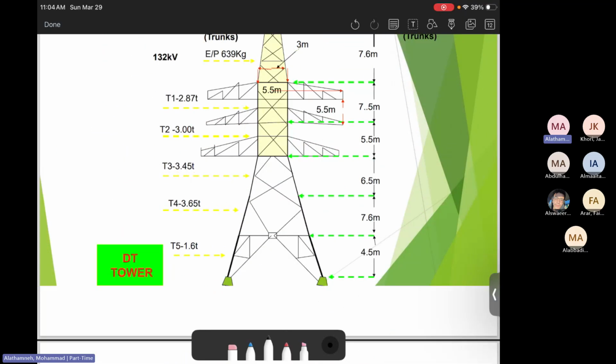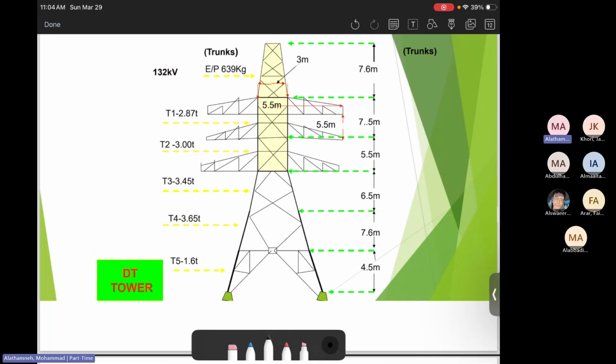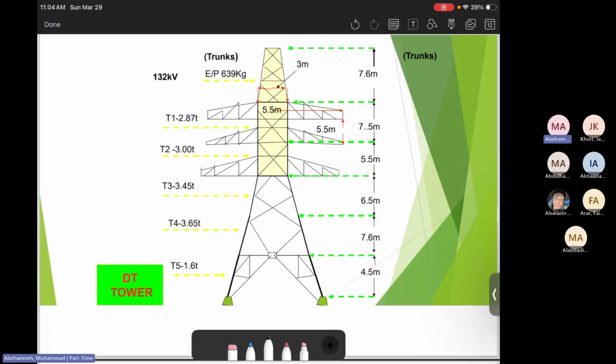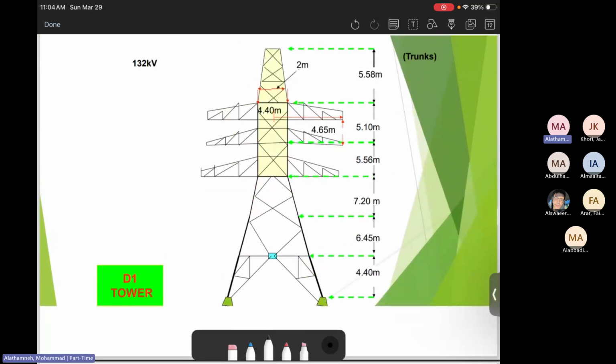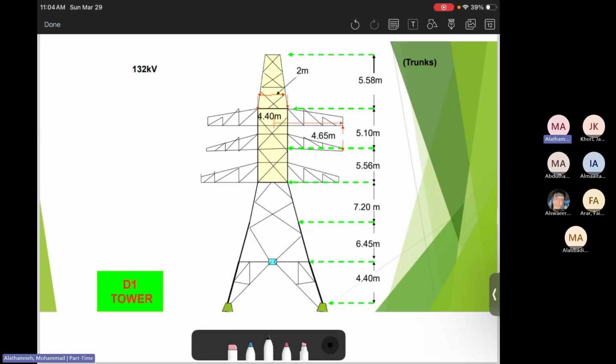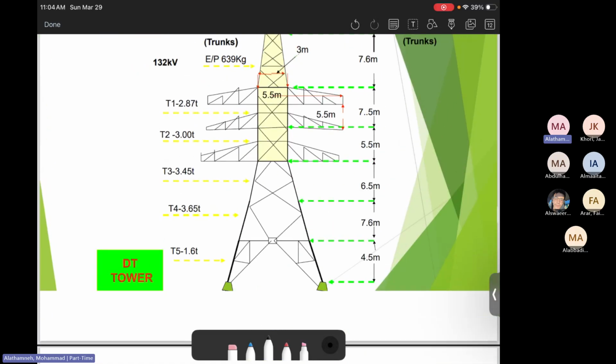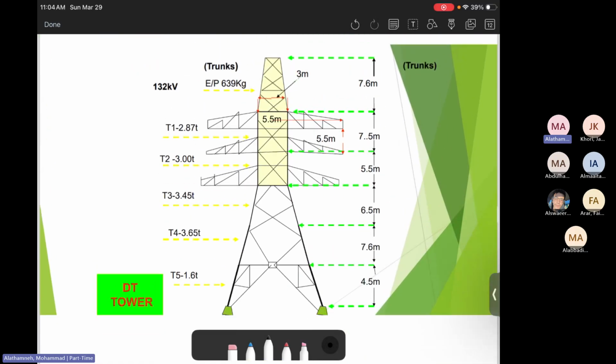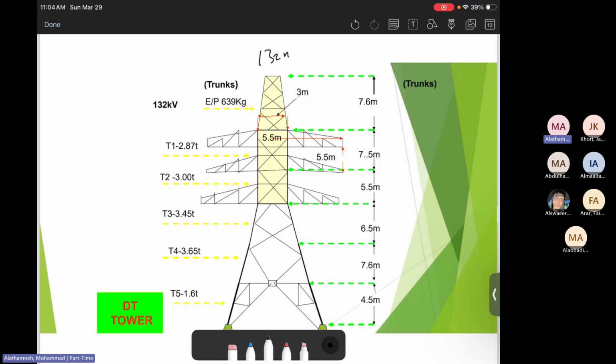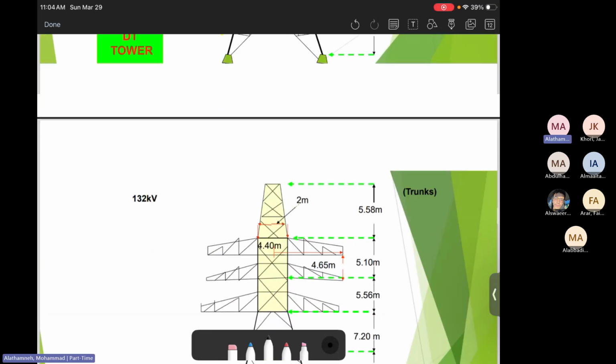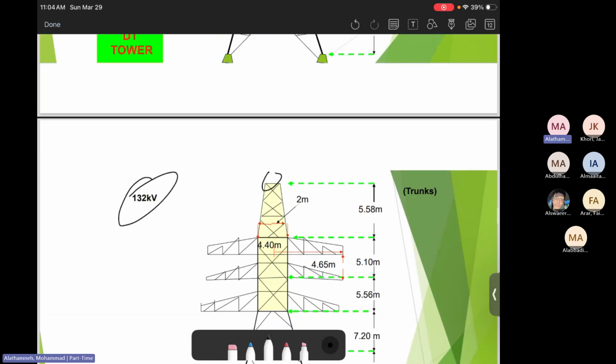Here's again how the terminal tower looks and how it can handle the mechanical forces. This is also how the D1 with 10 degrees looks. Again, keep in mind, this is a double circuit and this is based on 132 kilovolts. There's only one earth wire here, at 132 kilovolts.